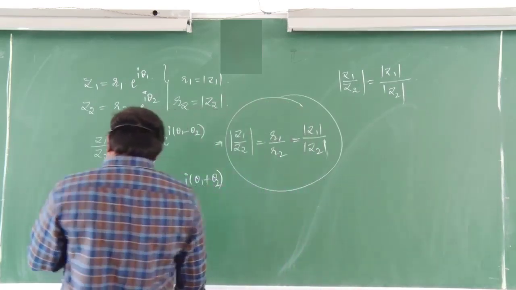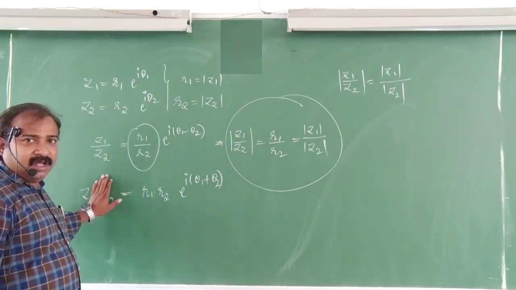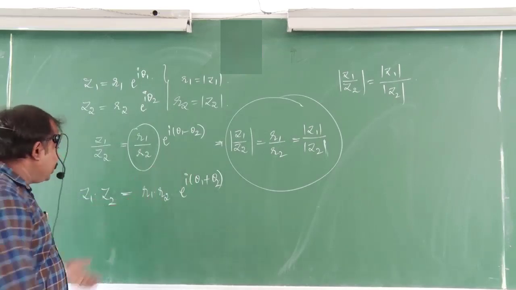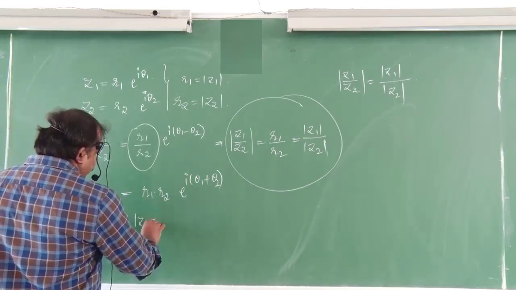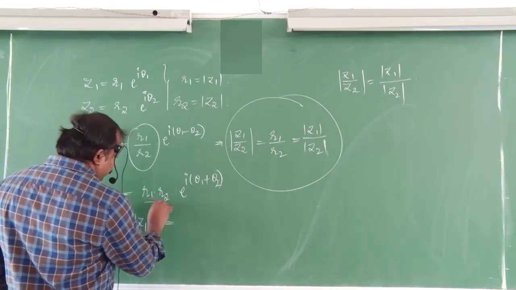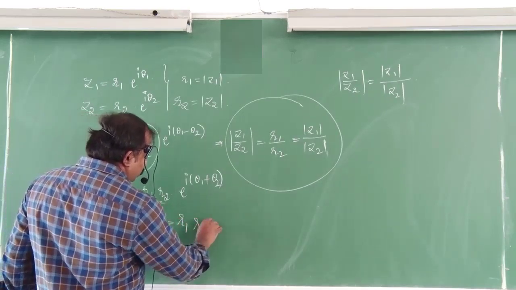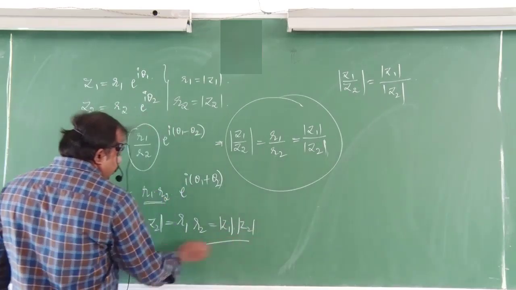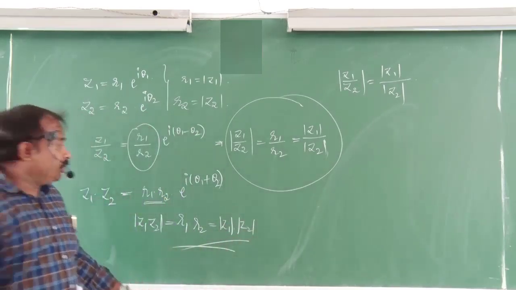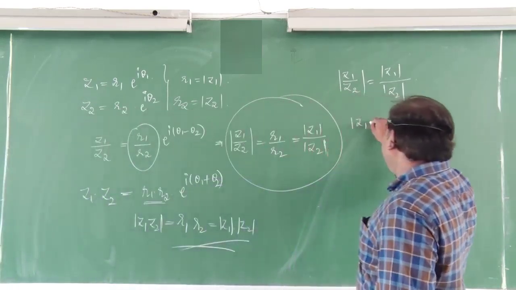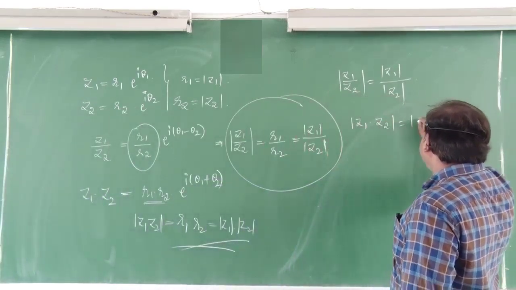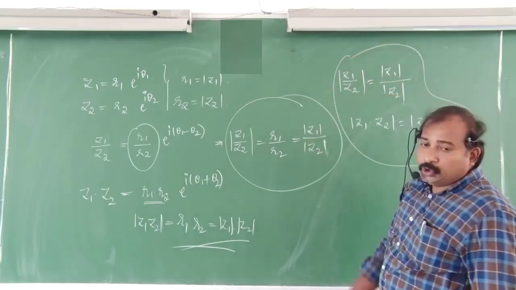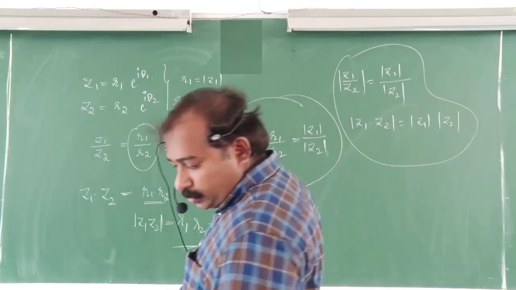So here z1 into z2 is one complex number. Let it be z3. So z3 equals some constant into this value. What is the meaning here? Modulus of z1 into z2 is nothing but r1 into r2. But what is the r1 value? Modulus of z1 into modulus of z2. This also you have to remember. So here is one more formula: modulus of z1 z2 equals modulus z1 into modulus z2. Remember these two formulas in complex numbers. Next one.